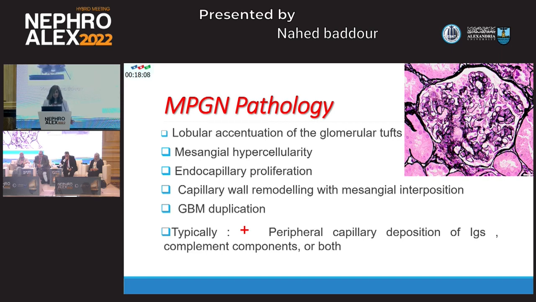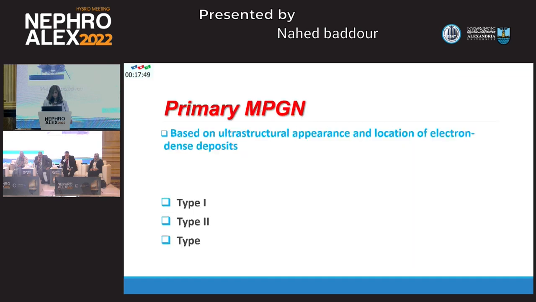You have accentuation of glomerular tufts, mesangial hypocellularity, endocapillary proliferation, GBM duplication, with typically peripheral capillary wall deposition of immunoglobulins, complements, or both. Now, primary MPGN is divided into three subtypes based on the ultrastructural appearance and the location of the electron-dense deposits.